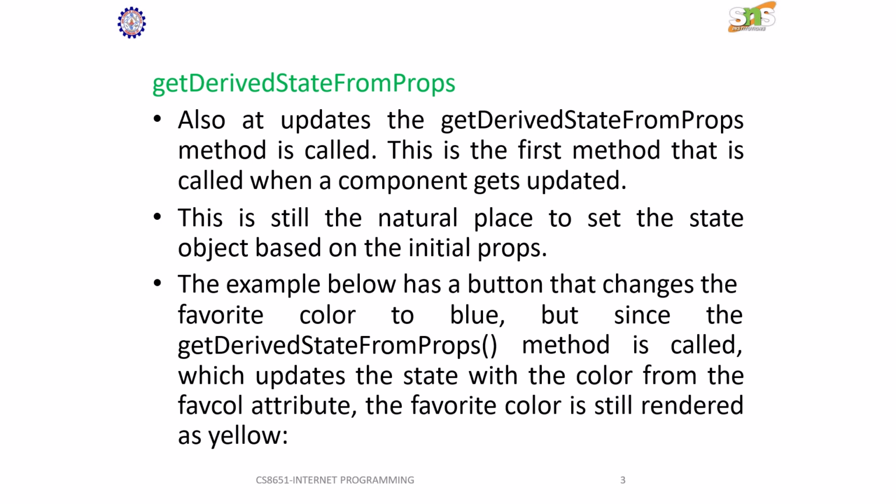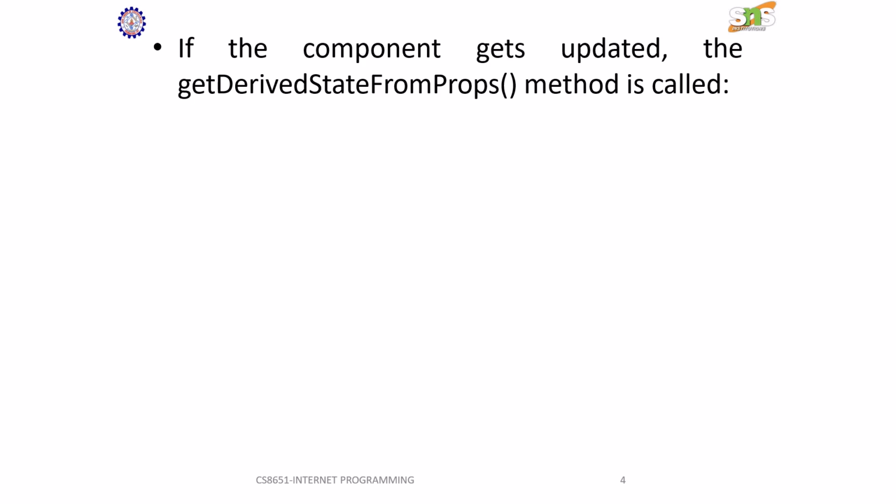On updates, the getDerivedStateFromProps method is also called. This is the first method that is called when a component gets updated. This is still the natural place to set the state object based on the initial props. In the example, the button changes the favorite color to blue, but since the getDerivedStateFromProps method is called, which updates the state with the color from the favorite color attribute, the favorite color is still rendered as yellow. If the component gets updated, getDerivedStateFromProps is called.